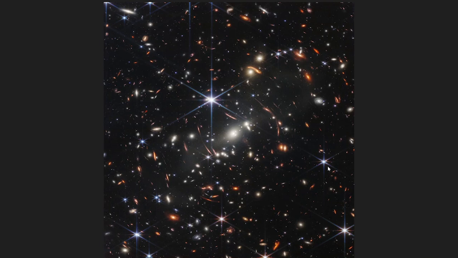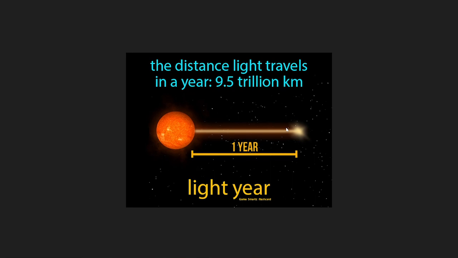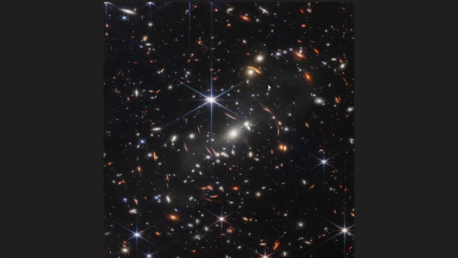And here we can see thousands of galaxies. There is a central cluster called SMACS 0723, and this cluster of galaxies is about 4.6 billion light years away. What is a light year? Light travels at the speed of 3 lakh kilometers in 1 second. So with the speed of 3 lakh kilometers per second, when it travels for 1 year, that's a light year, and that is approximately 9.5 trillion kilometers. Now, multiply that by 4.6 billion. So many kilometers away, we have these galaxies.